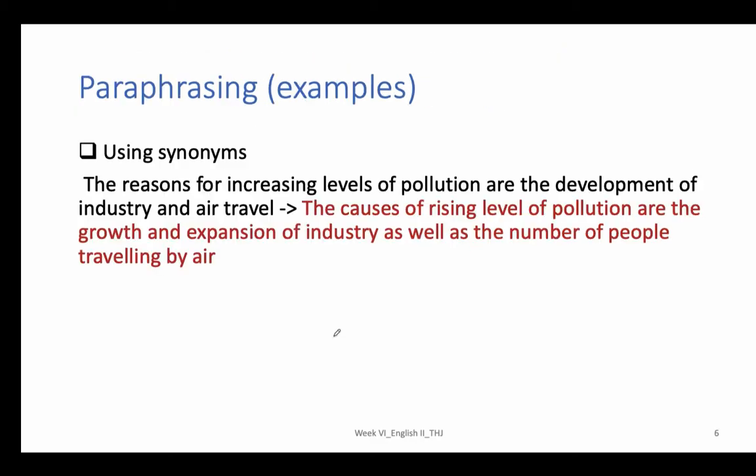And then we'll look at some examples of paraphrasing. First, using synonyms. Let's look at this example. The reasons for increasing levels of pollution are the development of industry and air travel. We're going to try to paraphrase this sentence, and it becomes: the causes of rising level of pollution are the growth and expansion of industry as well as the number of people traveling by air.